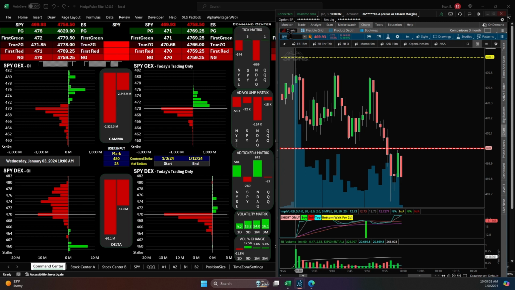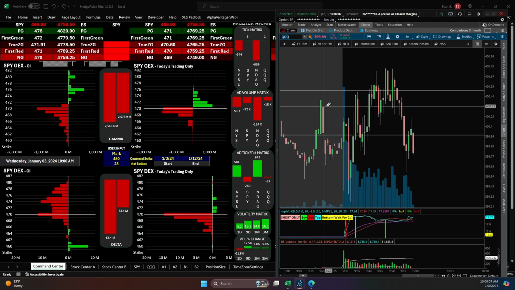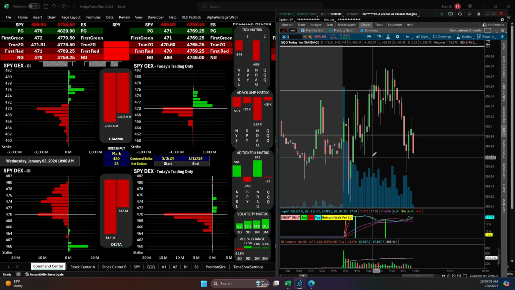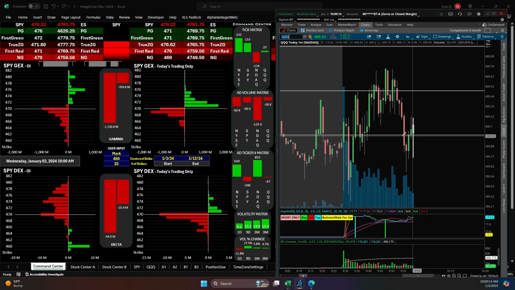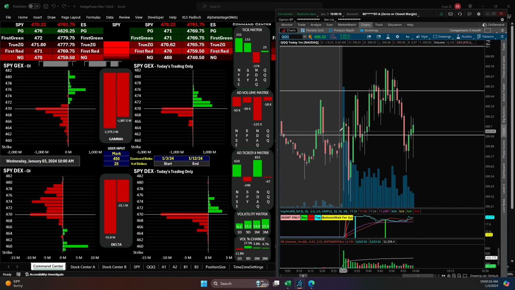I will look at this also. QQQ, where are we at in relation to that 400 level? It's holding. It is holding. Currently, they pushed it down just like they did in SPY.